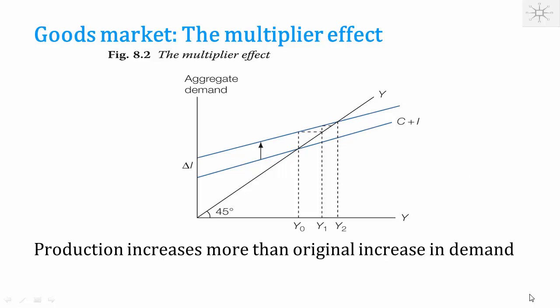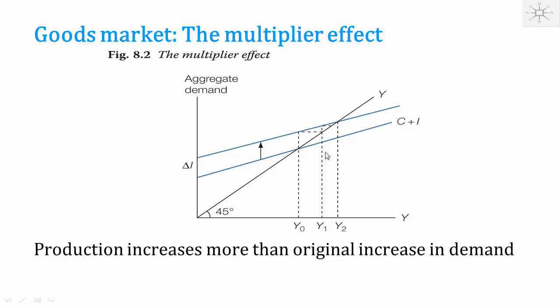Production is going to go from this level here to here. So production will increase more than the original increase in demand. And why is that? Well, the intuition is that if there is an increase in investment, this will lead to an increase in production. But then as production increases, that will lead to a further increase in consumption, which is also demand. So there will be again some increase in production. And then that in turn will again lead to some increase in consumption.